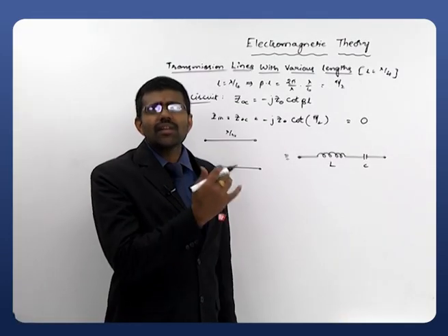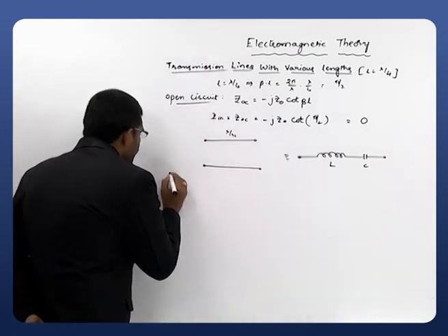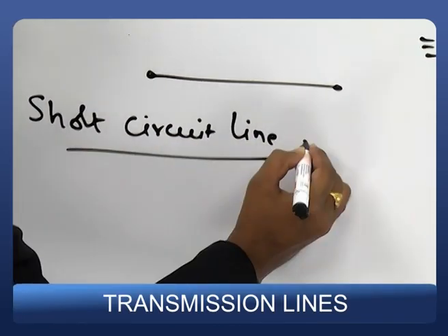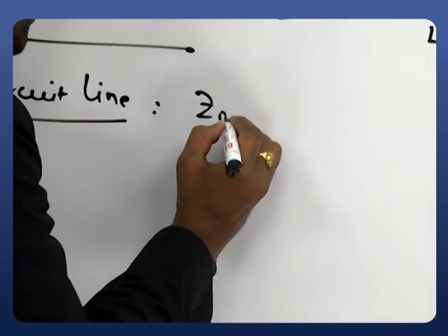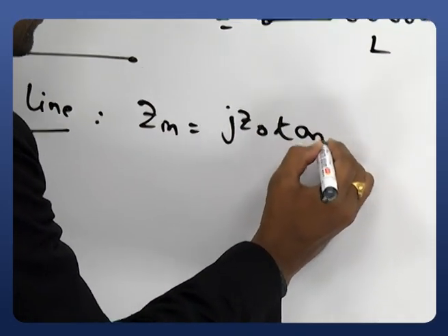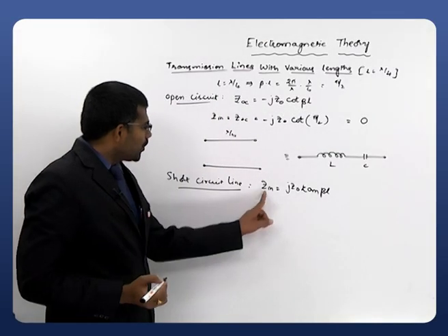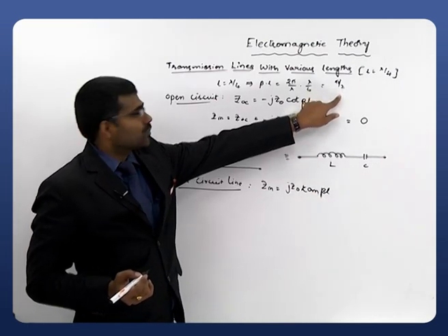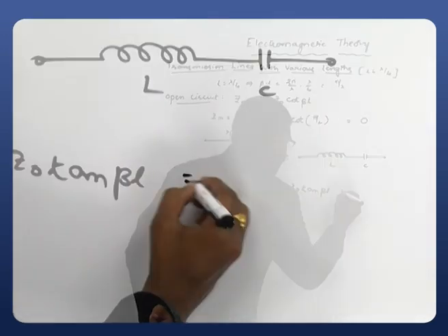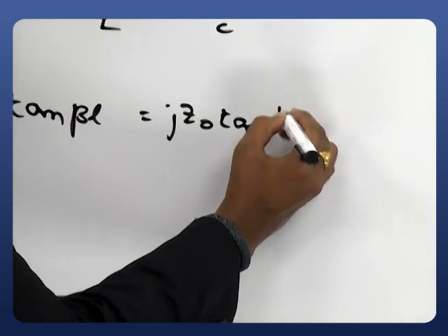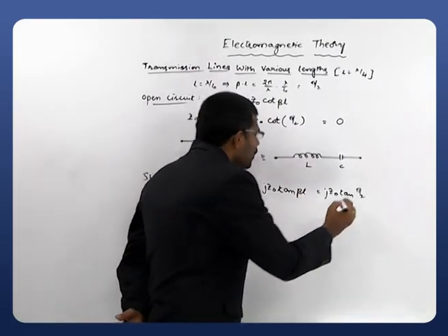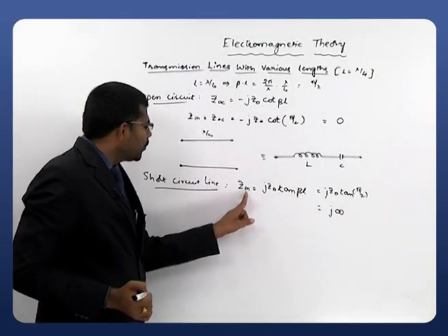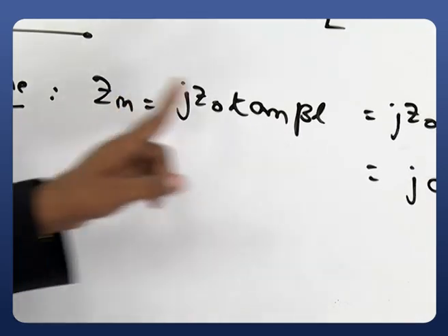Now I will go for a similar type of analysis for the short circuit line. So what is the input impedance? For a short circuit line, Zin is equal to jZ0 tan beta L. The actual input impedance is jZ0 tan beta L. Now we are supposed to substitute beta L, which is equal to pi by 2. The electrical length of the transmission line is pi by 2. Substituting here, it is jZ0 tan pi by 2. Tan pi by 2 is infinity. There is no term to simplify further. So j infinity. Clearly observe here, the input impedance of the transmission line we are considering is infinity.